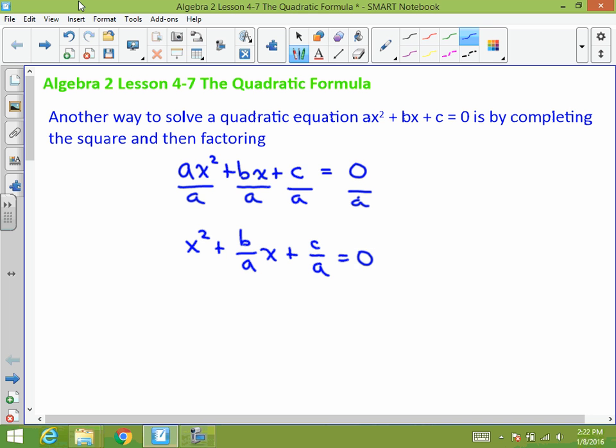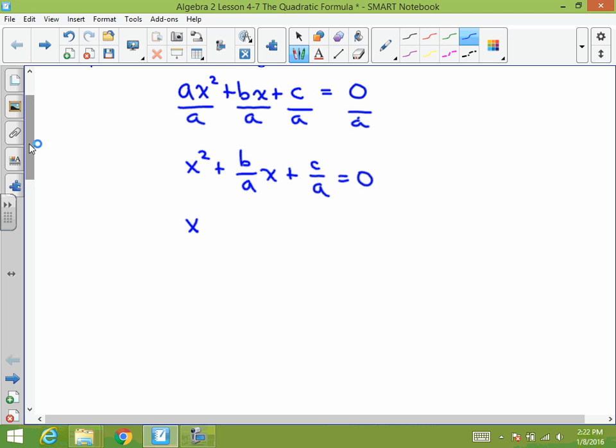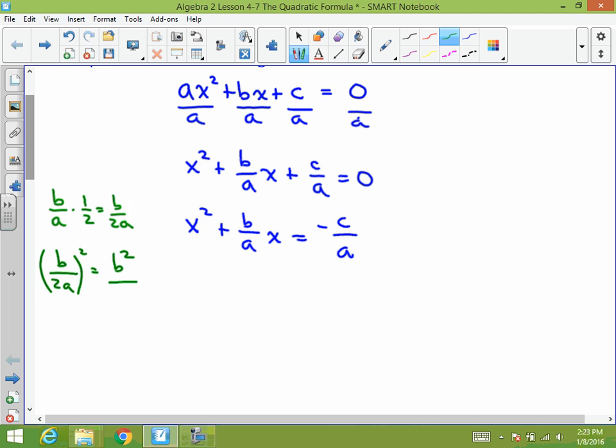Now I'm going to move that c over a to the other side because if we're going to complete the square, we have to move that over. So we have x squared plus b over a x equals negative c over a. Now to complete the square, we take our b term, which is b over a, and divide it by 2, so we multiply by 1/2. That becomes b over 2a. Then you square it, so b over 2a quantity squared becomes b squared over 4a squared.